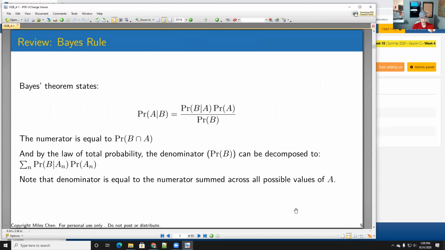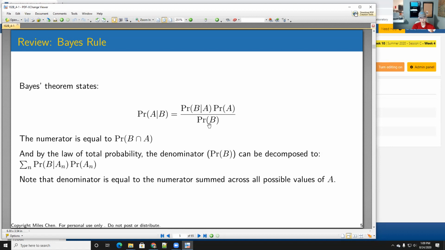All right, so if you recall, this is Bayes' theorem. Bayes' theorem says the probability of A given B is the probability of B given A times the probability of A divided by the probability of B, okay? The numerator, the probability of B given A times the probability of A, is equal to the probability of B and A, or B intersection A, okay? And then if you recall, that's just all of your probability rules, right? So this is from 100A, I believe, right?